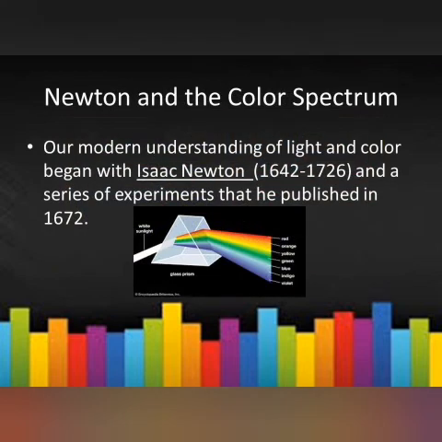So, Newton and the color spectrum. Our modern understanding of light and color began with Isaac Newton, 1642 to 1726, and a series of experiments that he published in 1672. Isaac Newton was the first to understand the rainbow, and he used a prism to refract white light into its component colors. You can see the picture on the screen, that's the prism. There are seven colors: red, orange, yellow, green, blue, indigo, and violet. Do you remember the acronym ROY G. BIV?